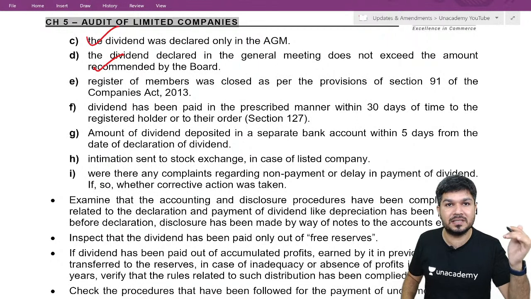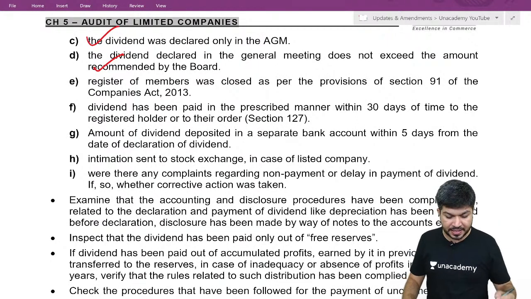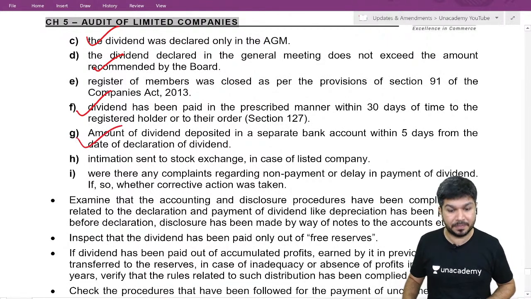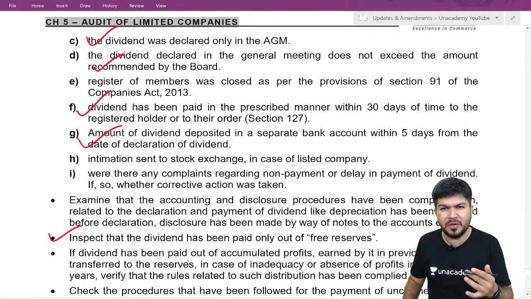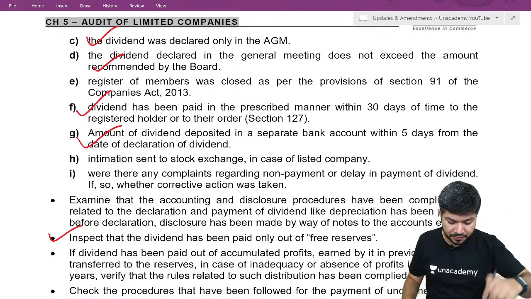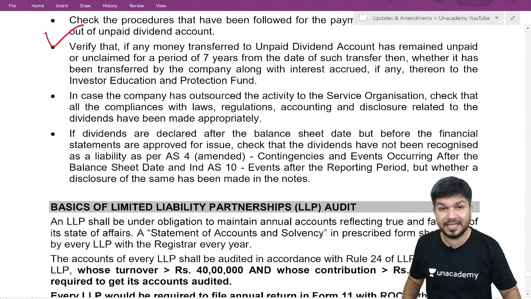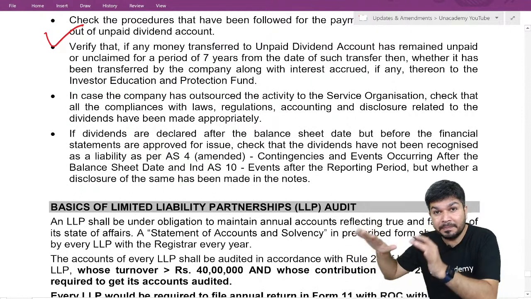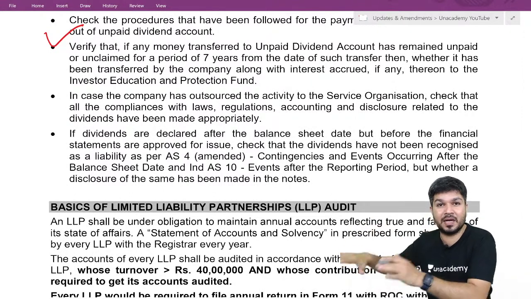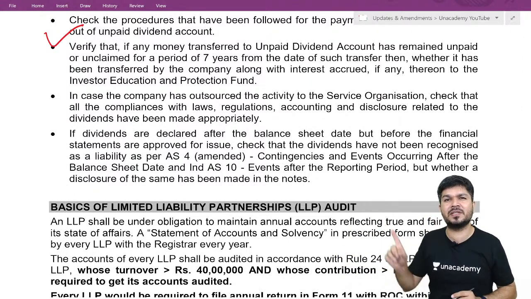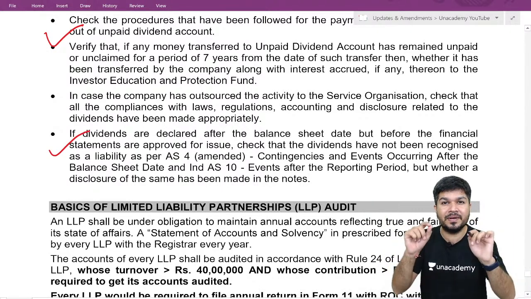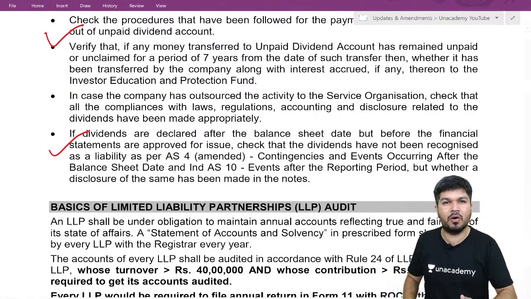It cannot be increased. Plus, I need to see that the dividend is paid within 30 days. It was kept within 5 days in a separate bank account. It is paid out of free reserves only. And if you are using general reserve, check whether the 3 conditions are fulfilled or not. Unclaimed dividend account: if it is not paid within 30 days, you transfer it to the unpaid or unclaimed dividend account, a separate bank account. Keep it over there. After 7 years, it goes to IEPF. Proposed dividend entry is not done. Entry is done only when dividends are declared. This is all the same provision.